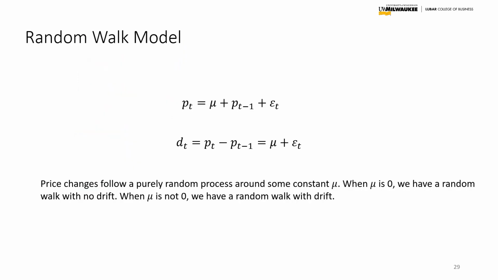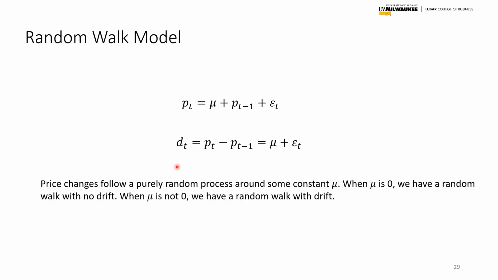Let us write down the random walk model. I'm going to consider prices, so I'll use P_t as you see here. In particular, the price at time t equals some underlying constant, mu, plus the price at time t minus 1 plus random error. If we bring the previous period's price to the other side of the equal sign, we have the change in prices, which I'll call d_t, which refers to the difference in prices, equals mu plus random error.